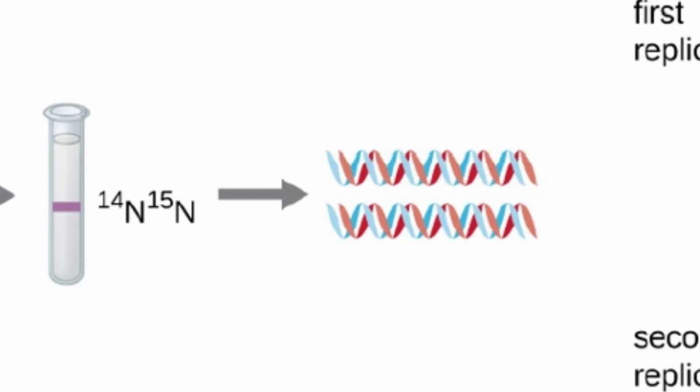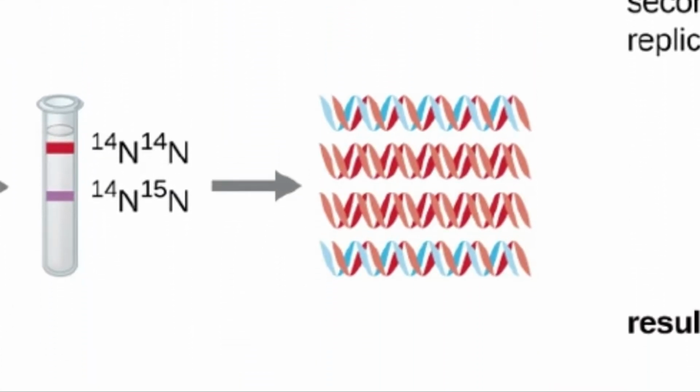And then after a second round of replication, those hybrid molecules were opening up. Each parental half of the hybrid molecule would remain hybrid, but each new half of those hybrid molecules would become light as its second strand was replaced with new light nitrogen.